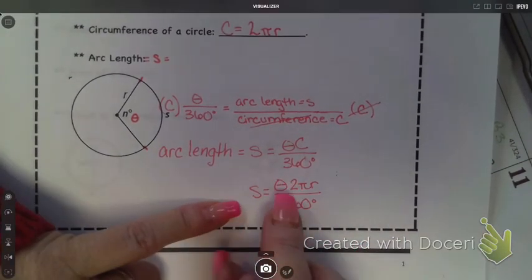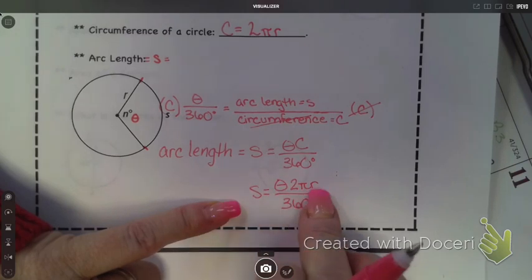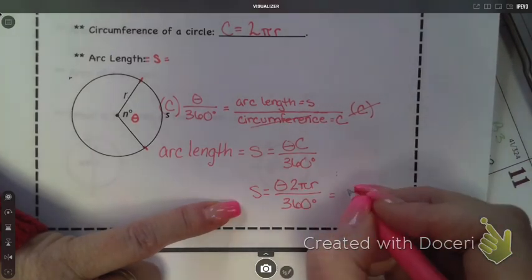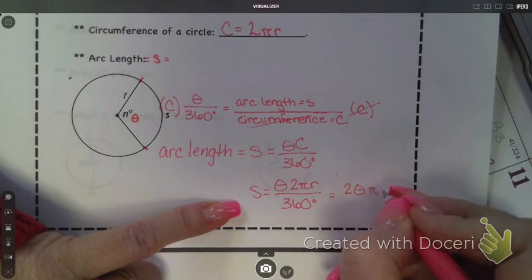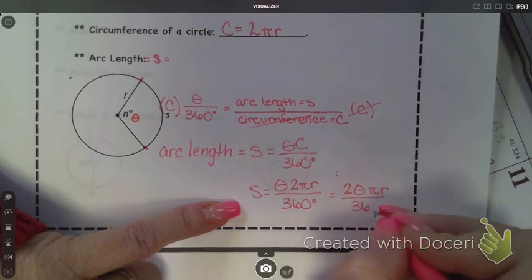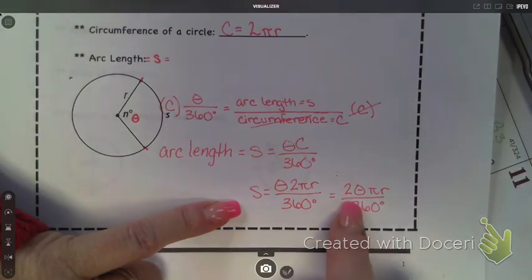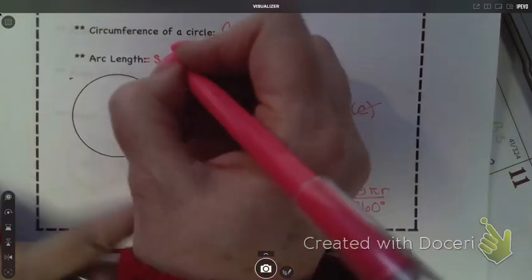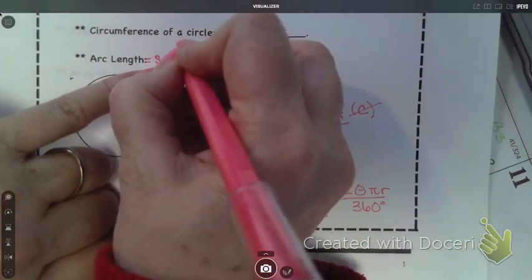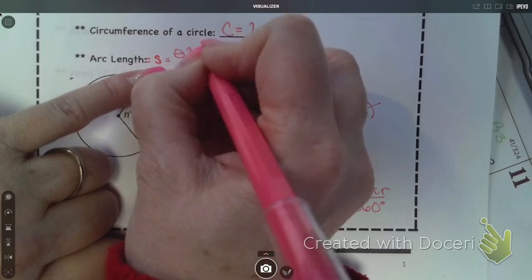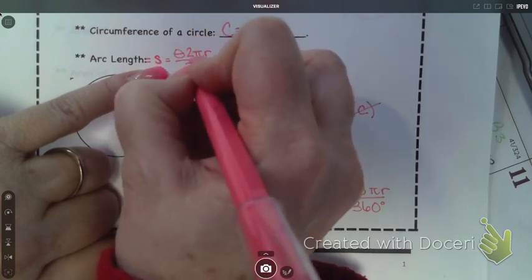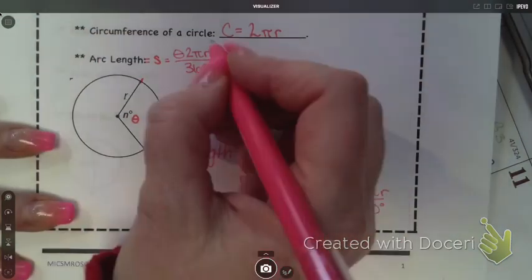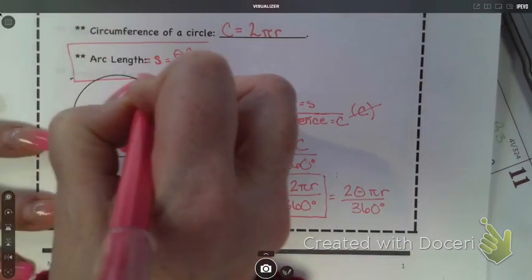Now, there is no operation in between all of that, so we know it's multiplication. You will see some people rewrite this as 2 theta pi r over 360. Are these all the same thing? Could I write the numerator in any order I wanted to? Yes. So theta times 2 pi r divided by 360 degrees. So this formula, do you need to remember it? Yes.